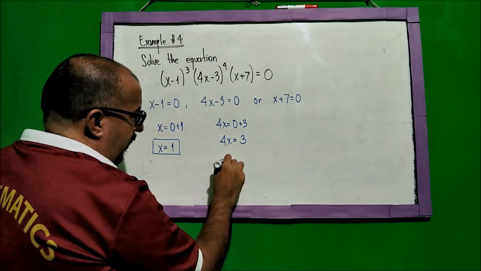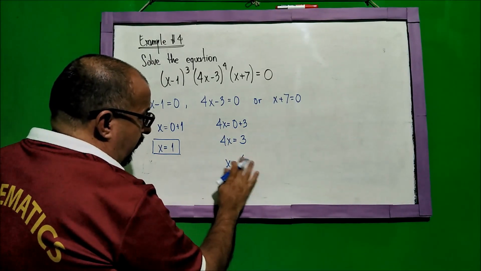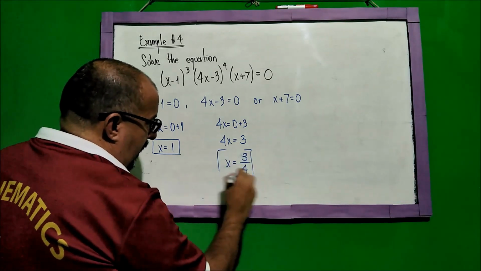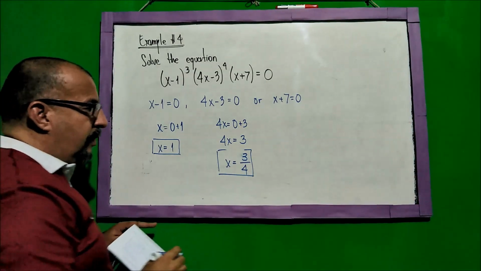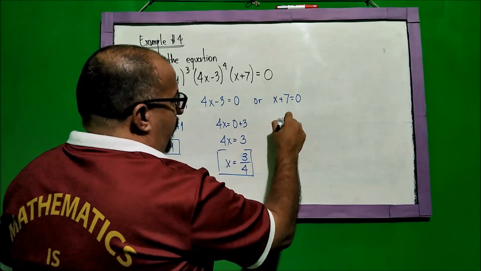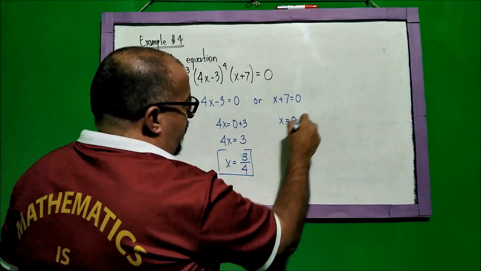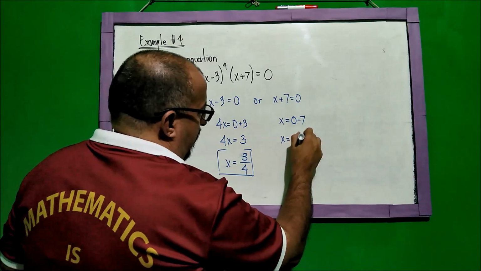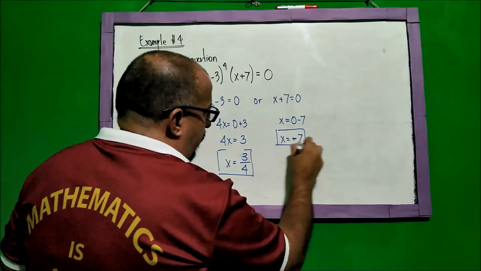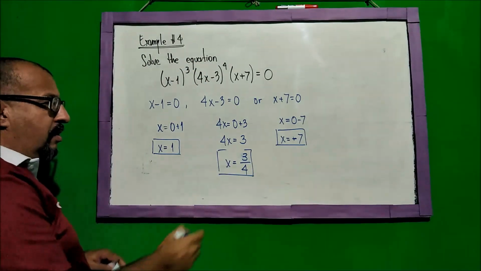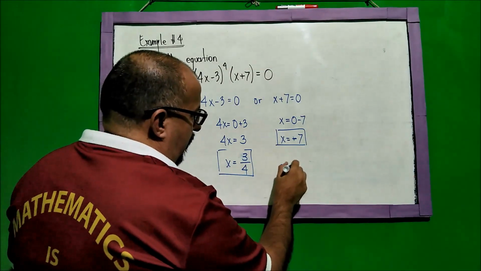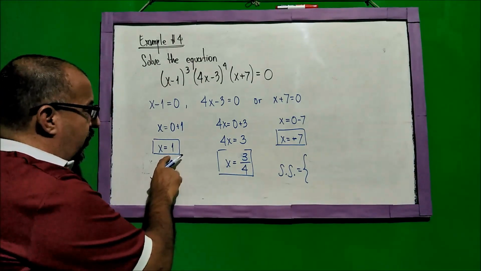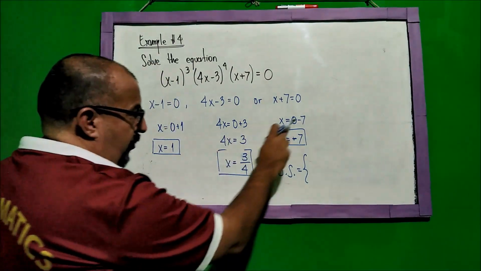And finally x equals 3 over 4. So we identified the second solution. And in here we're going to have x equals 0 minus 7, x equals negative 7, and here we identify the third group. What are we going to have in here when we write the solution set? When we write the solution set, we indicate the type of roots that we have. Let's start by negative 7.